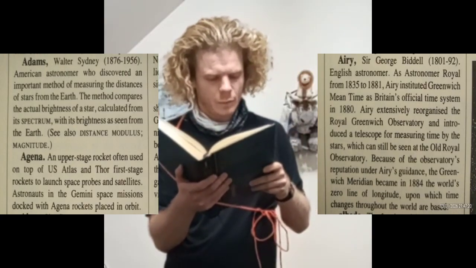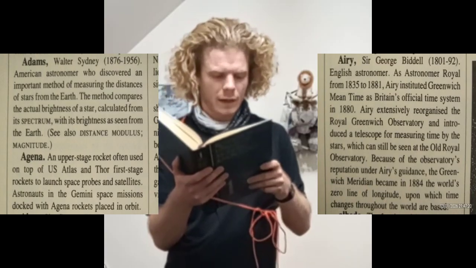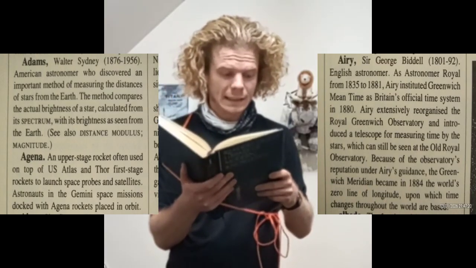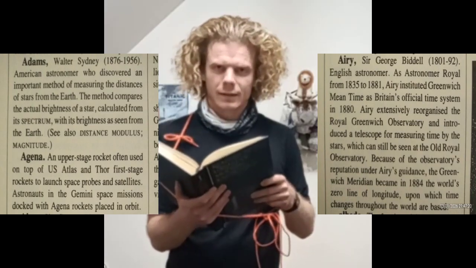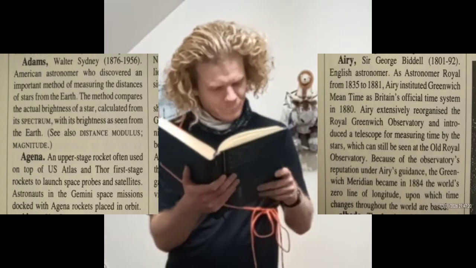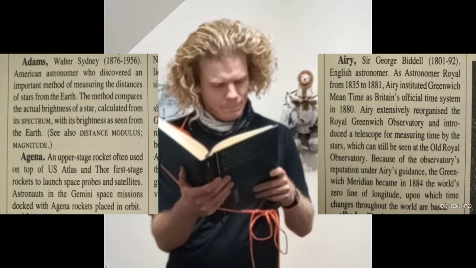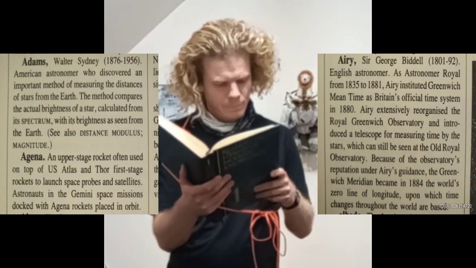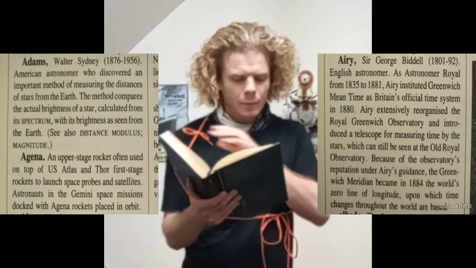Astronauts in the Gemini space missions docked with Agena rockets placed in orbit. A picture would be good. I don't really know what we're talking about. But I think we can understand it.